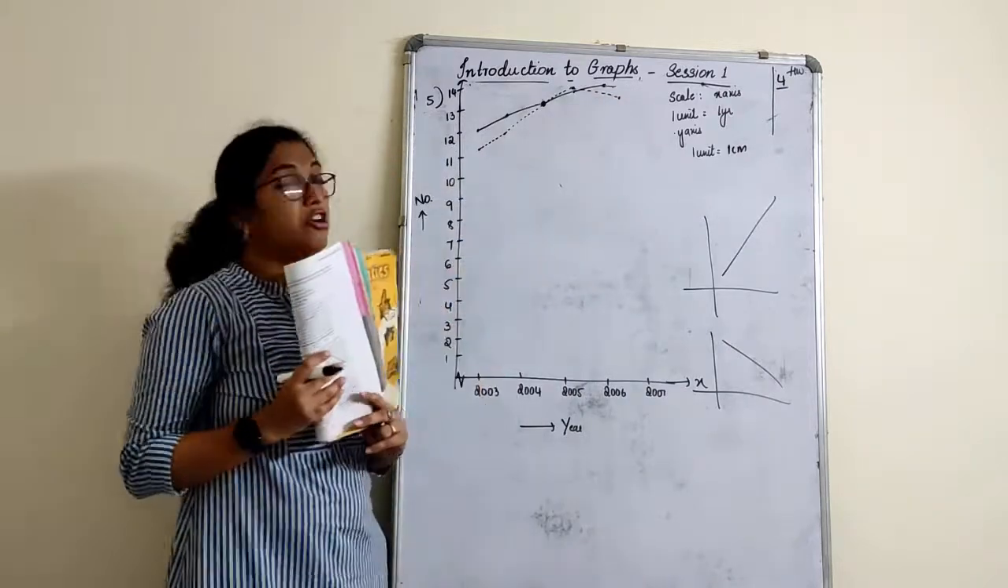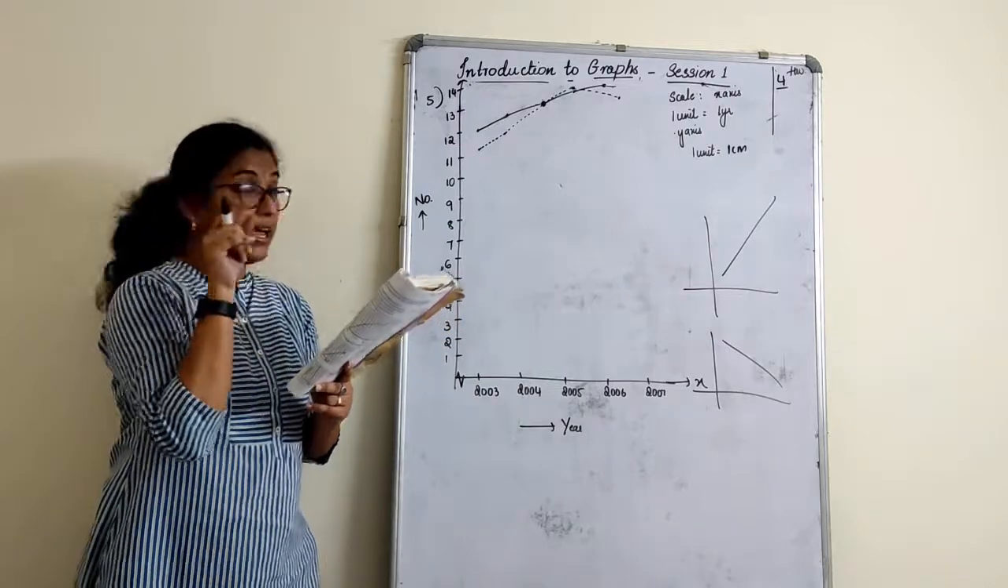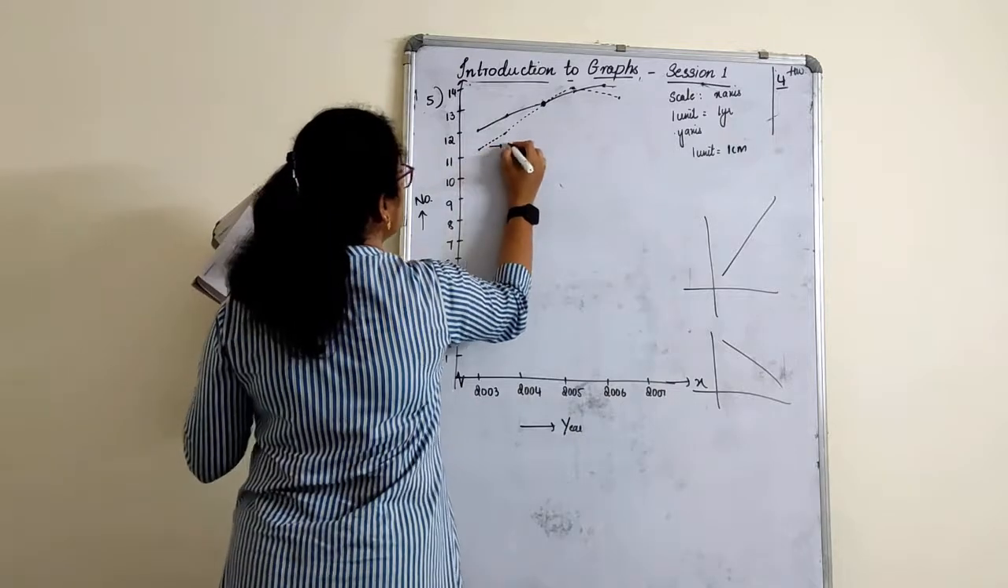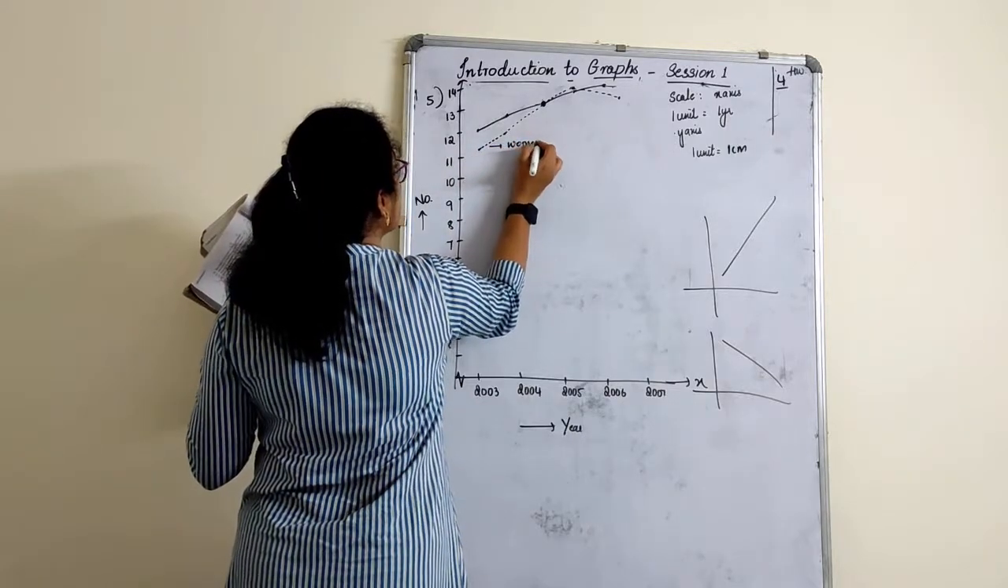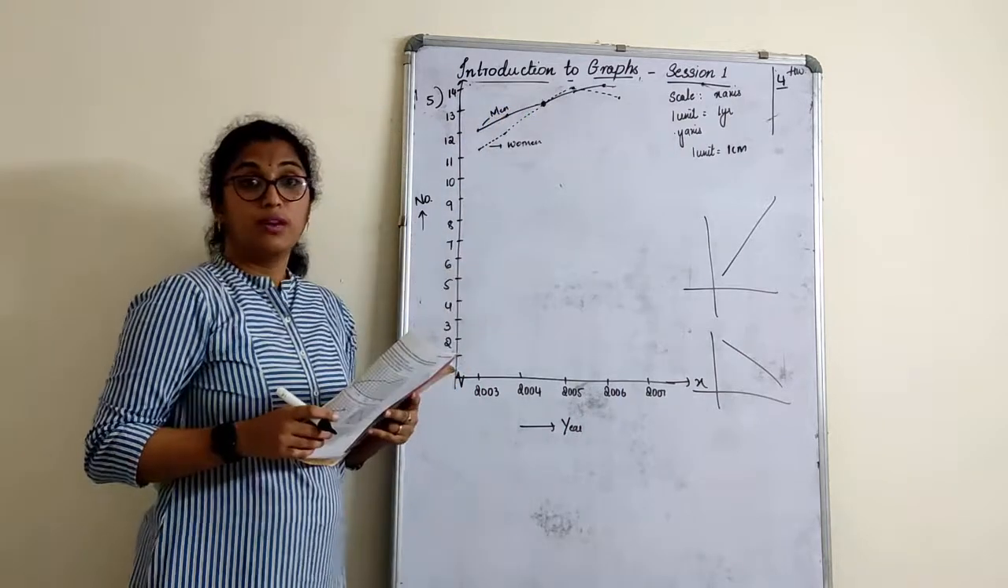Very clear? So the dotted line represents the number of women and the straight line that I have drawn represents the number of men. You can write here: this is women and this is men. Very clear how to draw?